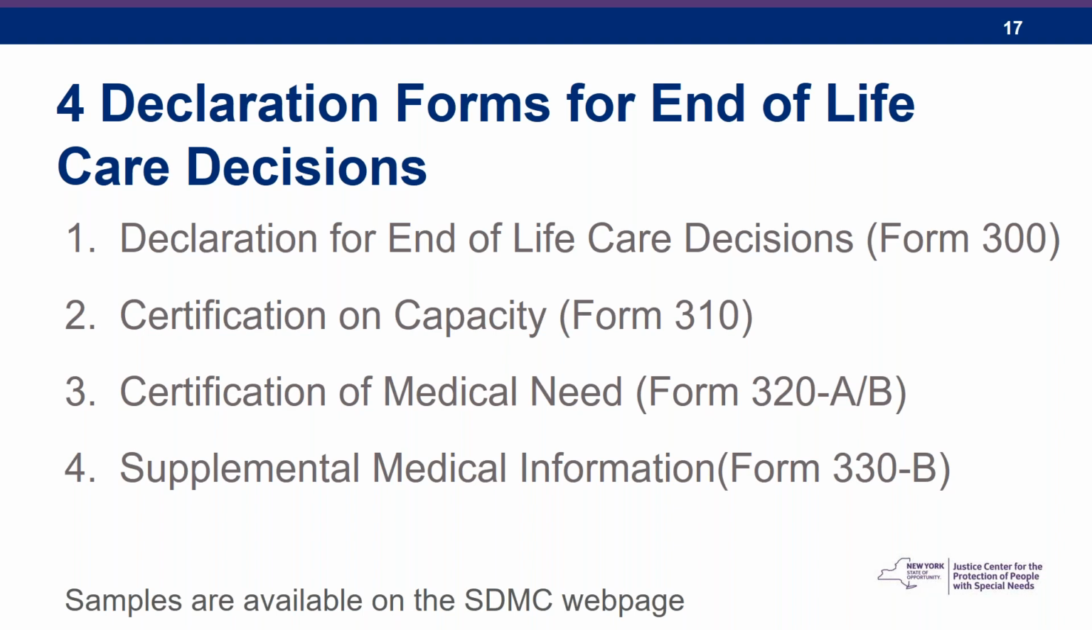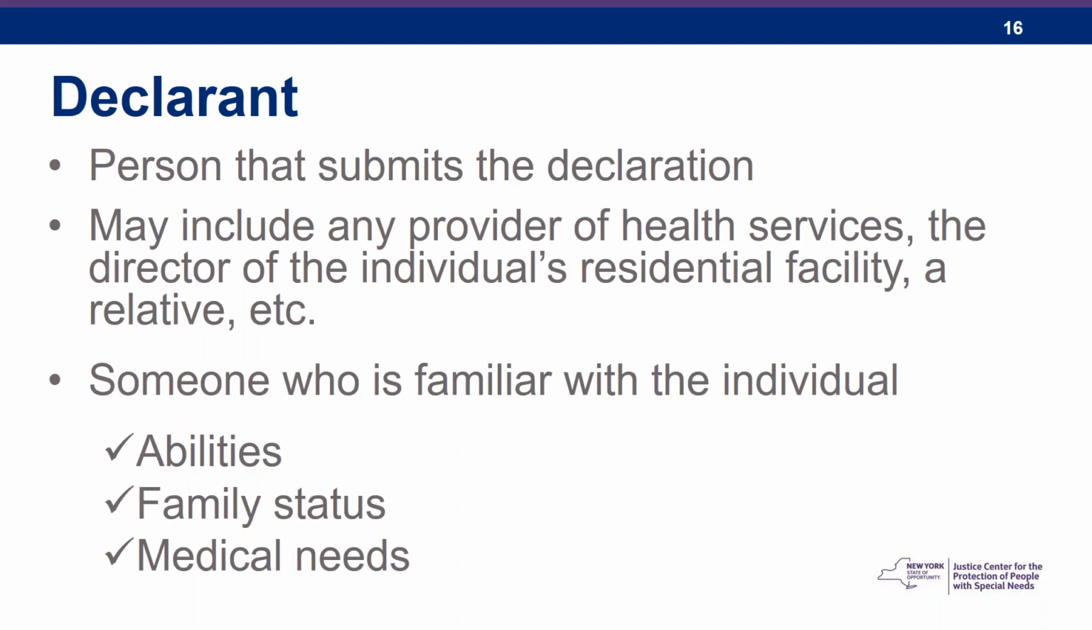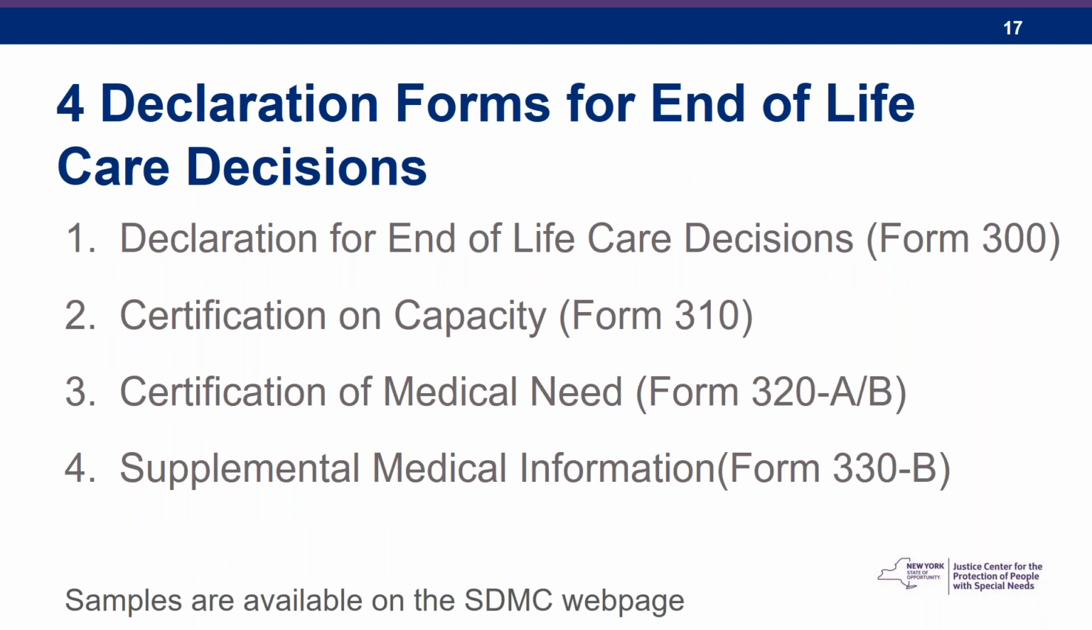So when we're looking at major medical, we have 4 declaration forms. This is for end-of-life care decisions. We'll go into this a little bit later, but this is the Declaration for End-of-Life Care Decisions, Form 300. The certification on capacity is the 310. Certification of medical need and supplemental medical information is 330B, or 330.